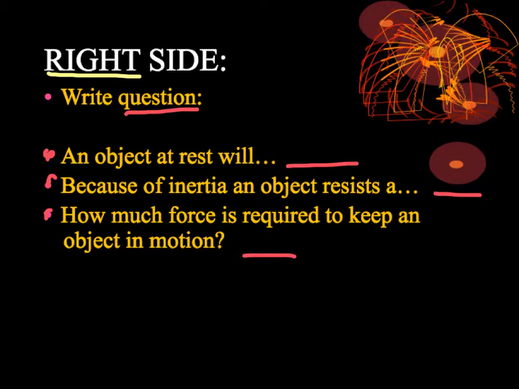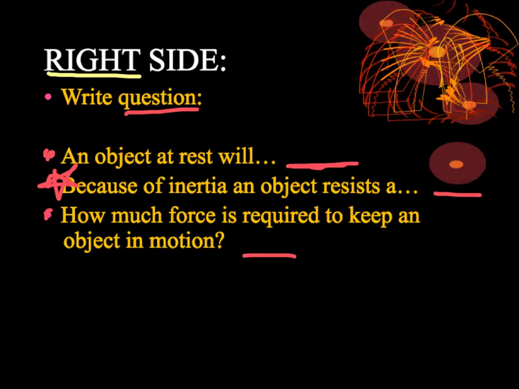Now, of course, everyone's question is going to be different, but if we look at these completions, we know an object at rest will stay at rest as long as there's no unbalanced force acting on it. So an object at rest will stay at rest. We know because of inertia, an object resists a change in motion, right? That was a key definition that we talked about today, pretty important.